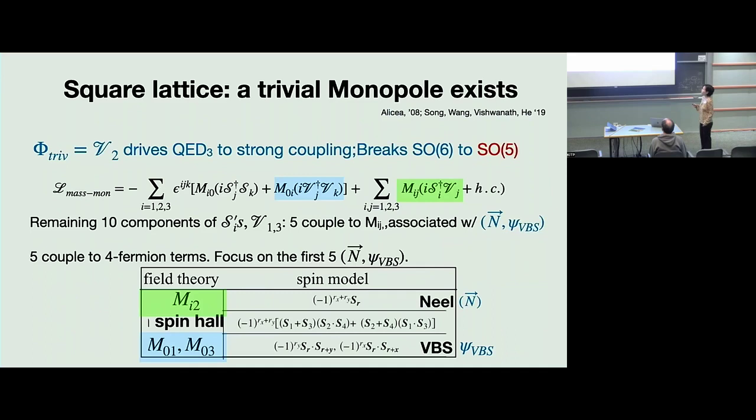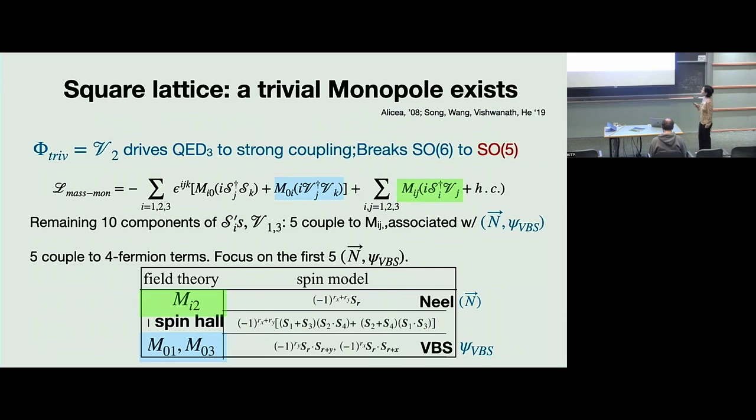This allowed monopole operator will drive the QED3 to strong coupling. And if you remember, all 6 monopole operators transform in a vector representation of SO6. So now one monopole condensation will break SO6 to SO5.